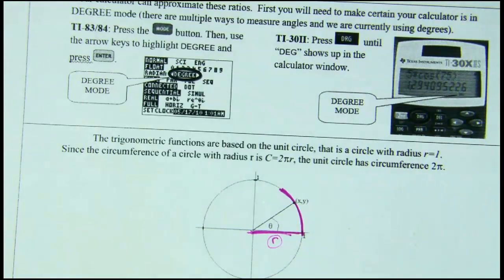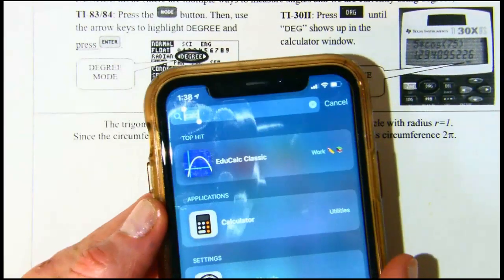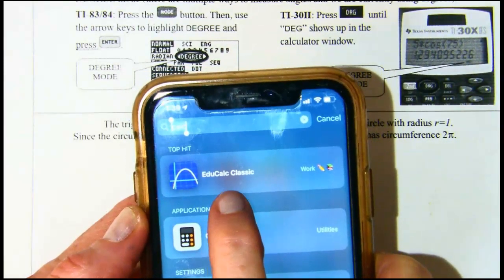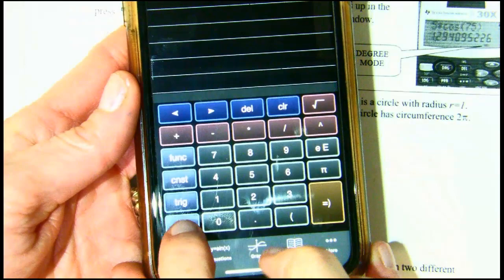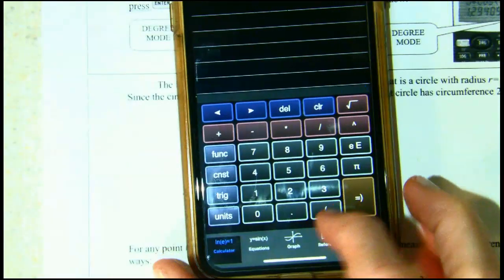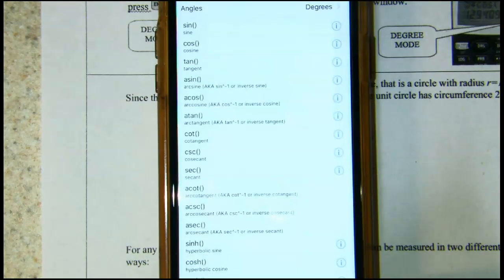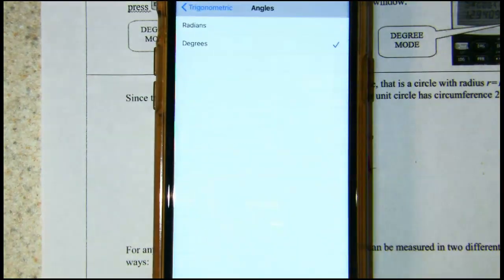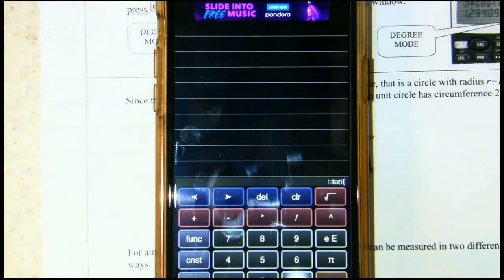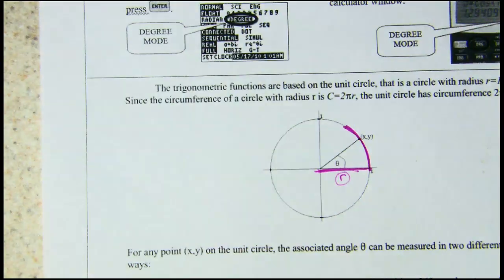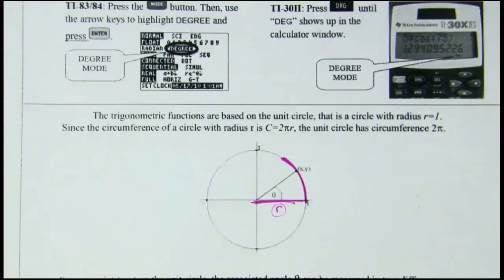So I recommend that you find a good, free calculator app. I have this one, EduCalc Classic. It was free. It does have ads in it, but it does have a trig button right here. If I hit the trig button, it pops up a very busy menu. The very first thing it asks me is what do I want? I of course want degrees. I want tangent, and it pops up tangent. 30 equals, there's that 0.57735 number. So if you don't have a good calculator, I do suggest finding a good free graphing calculator app.